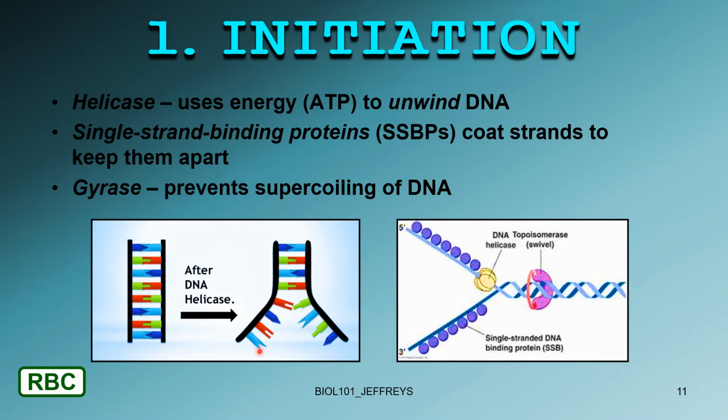Now that we have these free ends, if we didn't do anything to hold them apart, these bases would just automatically anneal. We say anneal back together. So they would bind back together. Those hydrogen bonds would just automatically reform. So we have to hold them apart until we can do the replicating. And so we have other proteins that come in here. We call these single-stranded binding proteins, SSBPs.